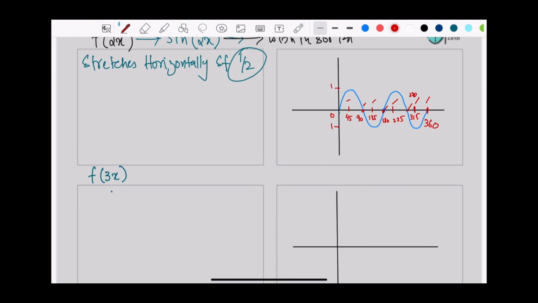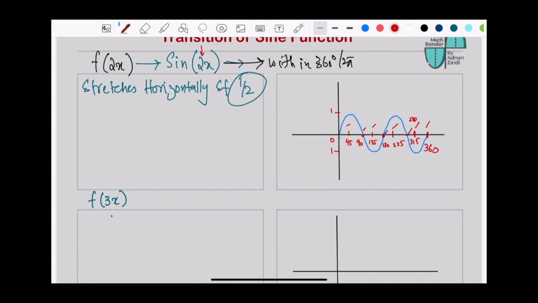Now, it means that in 360 degrees there are two waves being covered. But the period of this wave is not going to be 360 anymore, because the definition of a period is the amount of degrees or radians, the amount of angle where one wave is completed. Now if you look at it, one wave was completed in 180 degrees. So we write period equals 180 degrees.